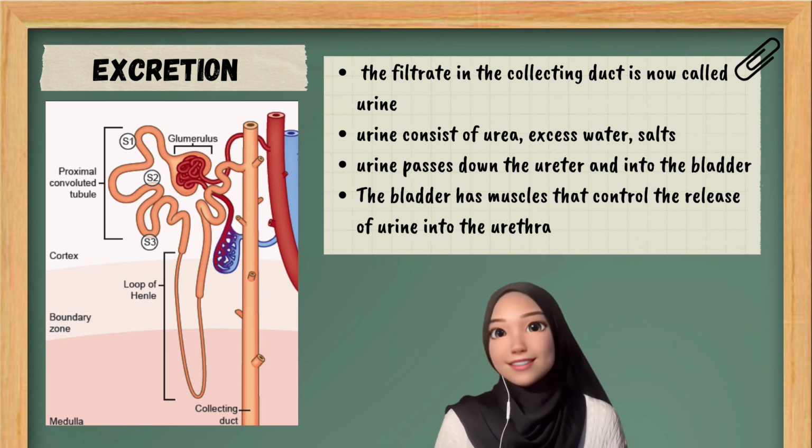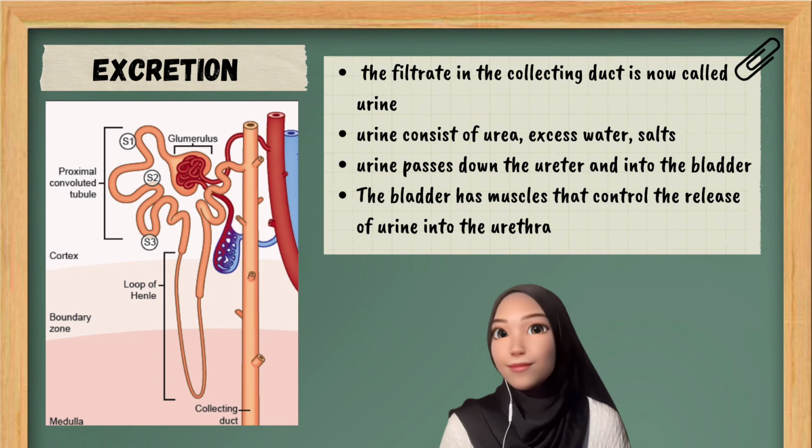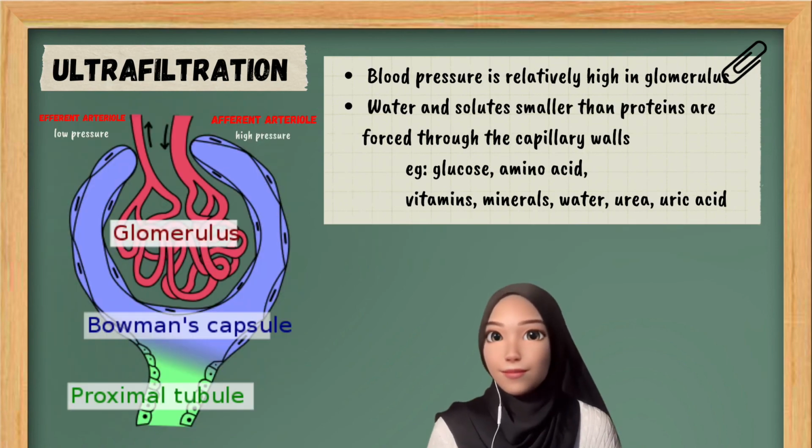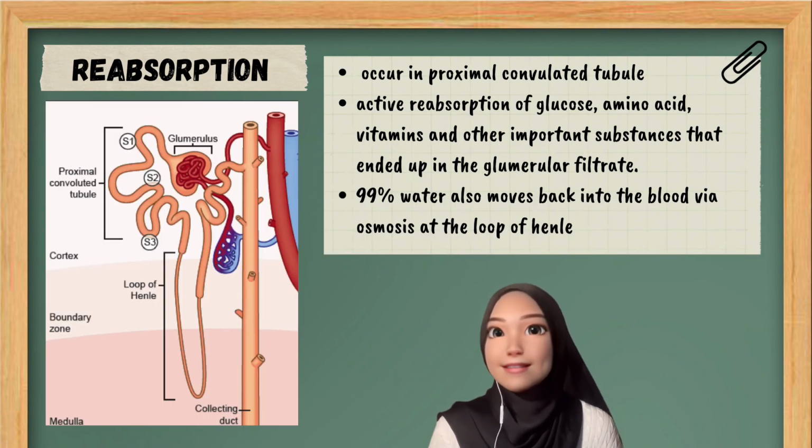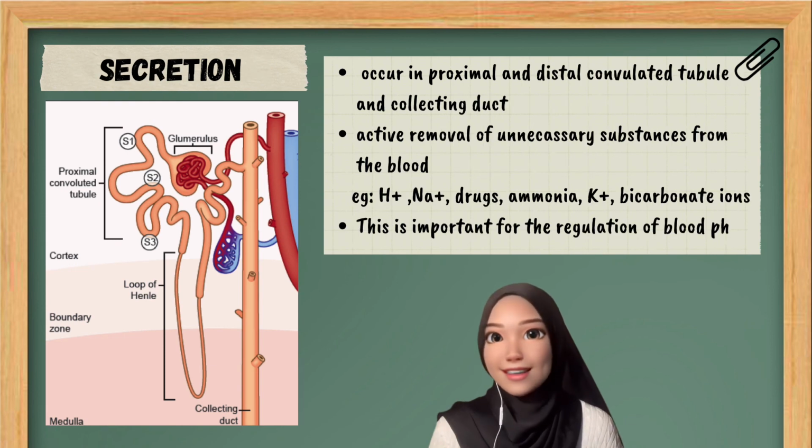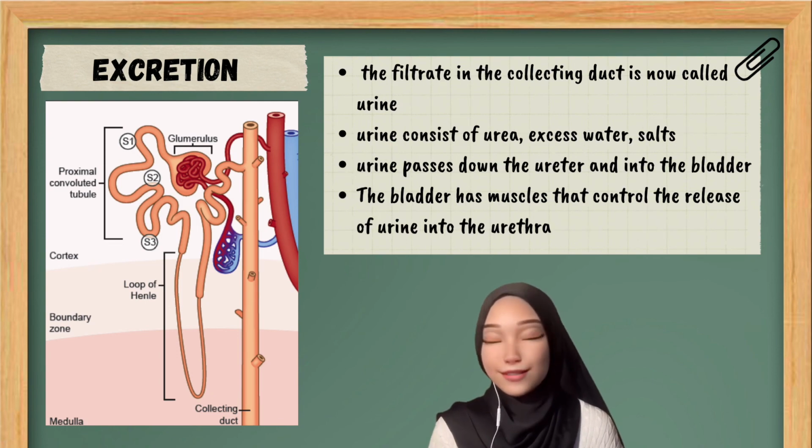So here are the steps of how urine is formed, which are the ultrafiltration process, reabsorption process, and secretion process. And to remove the urine from our body, it will go through the excretion process.